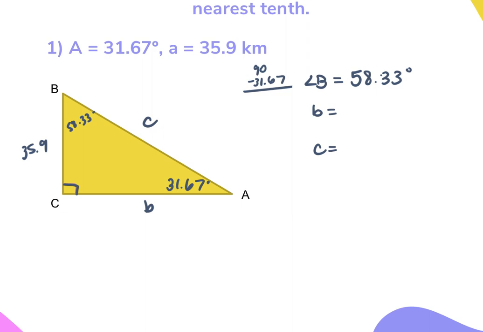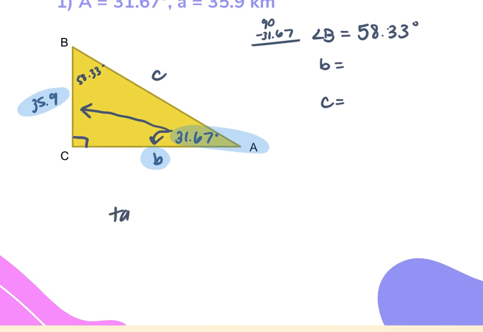And then to find the sides, I'm going to stick with the information they originally gave me. So I'm going to use angle A. And then one at a time, I'm going to solve them. So I'm going to pair it with the side they gave you and the side you're looking for. Depending on where they are located will tell you if you're using sine, cosine, or tangent. So in respect to 31.67, where is the 35.9? Opposite. Where's the B? Adjacent. Which trig function is opposite and adjacent? Tangent. So I'm going to say tangent of the angle that I have.